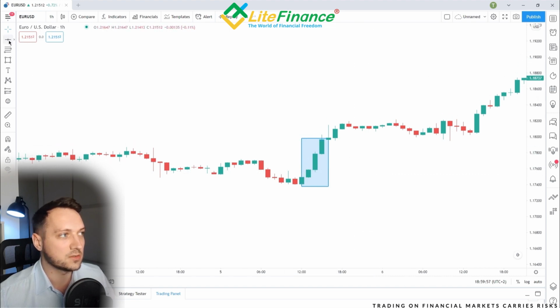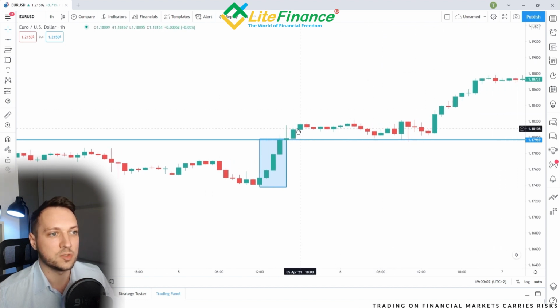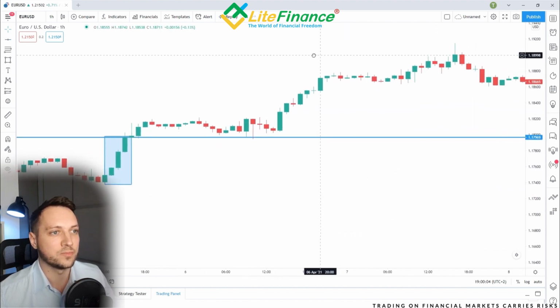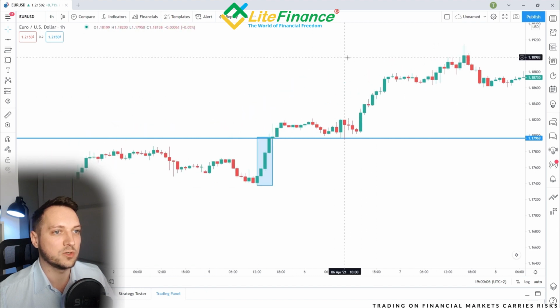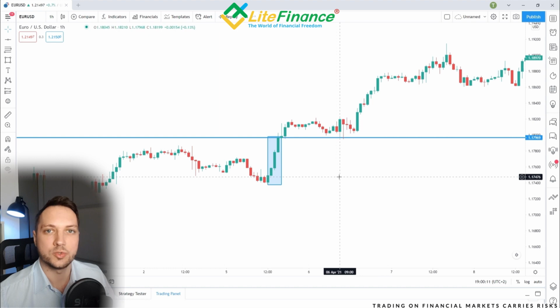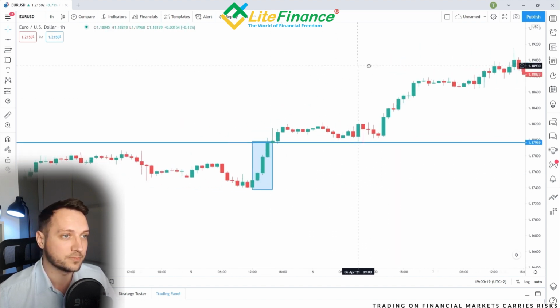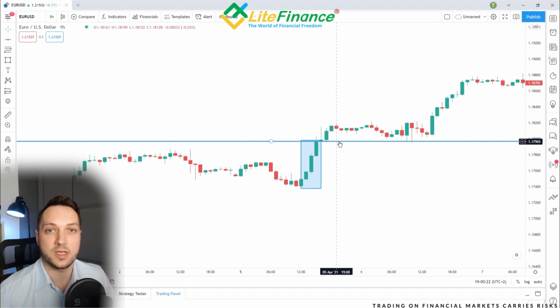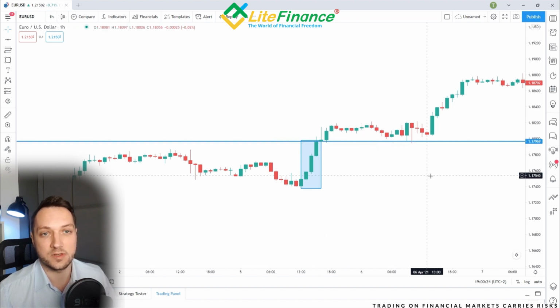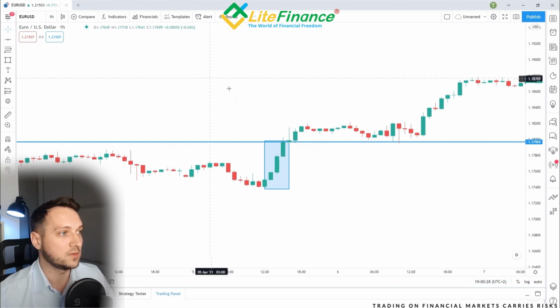So again, let's check the entry point. Here, as you can see, we didn't see the pullback. It went straight upward. So that is why I told you that one of the best ways is to open immediately at the opening of the next candle. Don't wait for the retracement. And open a little bit smaller position and then eventually add to that, if we weren't right this time.